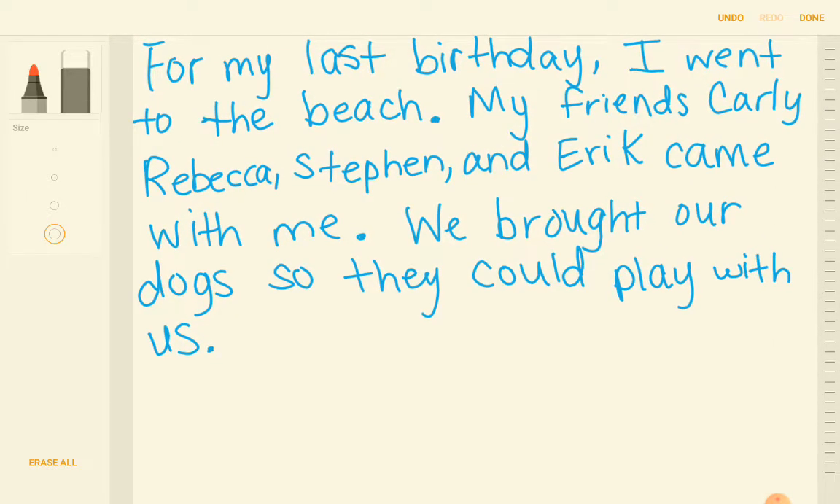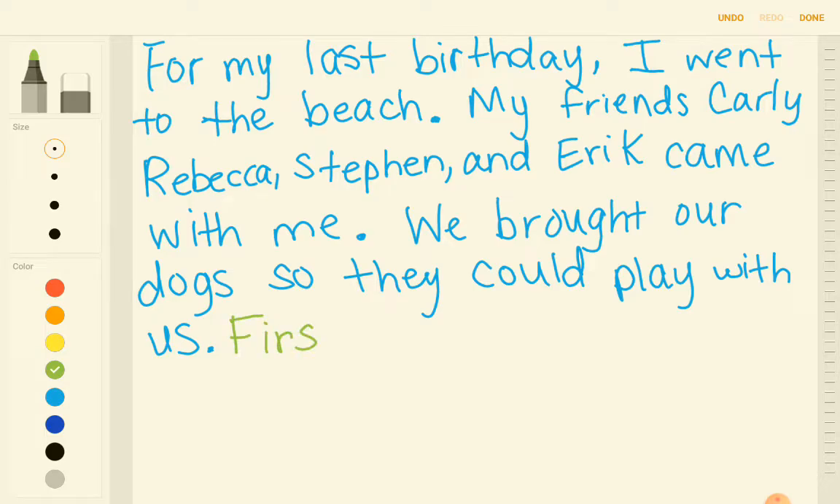So for my last birthday, I went to the beach. My friends Carly, Rebecca, Stephen, and Eric came with me. We brought our dogs so they could play with us. I'm going to change the color so that you can tell I'm writing something new. First, we put on sunscreen. End of my sentence, I end with a period. First, we put on sunscreen.